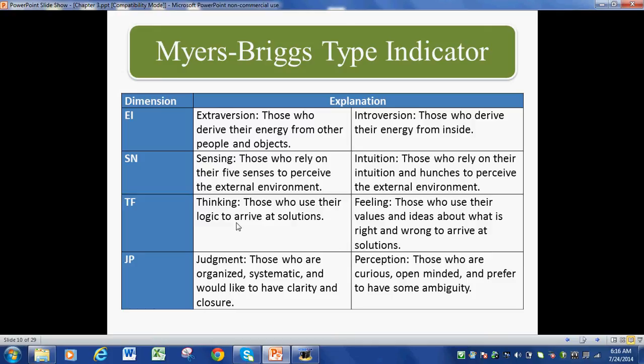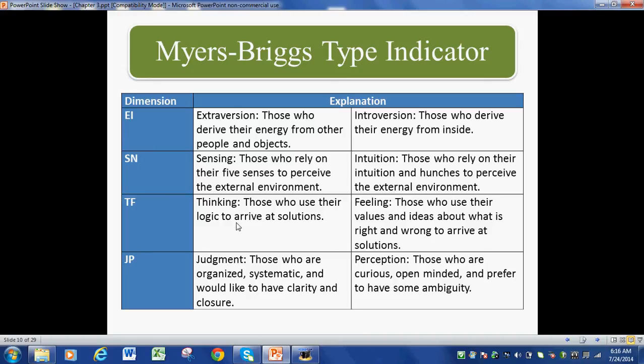So the Myers-Briggs Type Indicator, a lot of you may have taken this personality assessment or test when you've attempted to get employment somewhere. They have the dimensions on the left-hand side. You have E and I. The E and I is the first letter in each column. So E is for extroversion, those who derive their energy from other people and objects, right? They're up, they're excited because they're dealing with other people. And introversion, those who derive their energy from inside. Maybe they're thinkers, they don't talk a lot, but they do a lot.